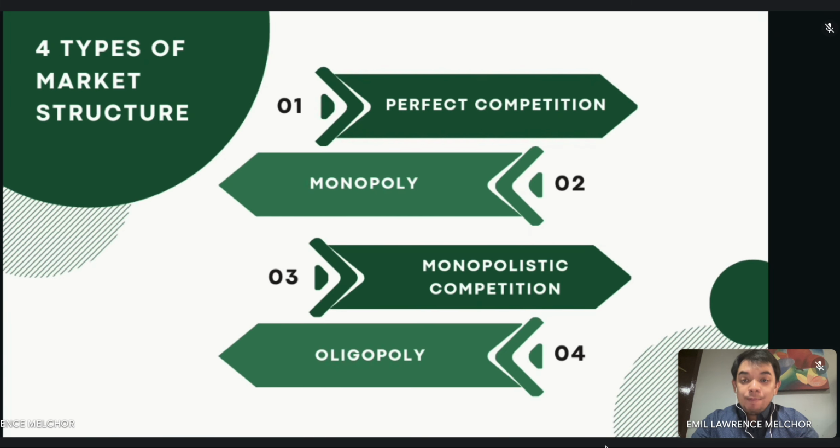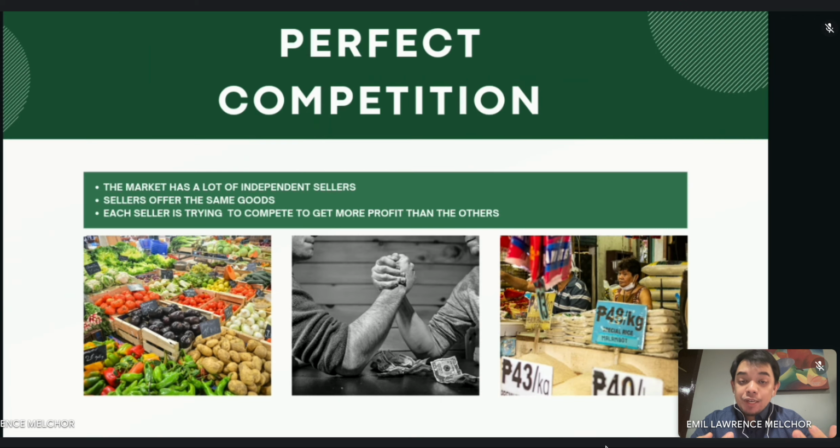There are four types of market structure to remember. First, perfect competition. Second, monopoly. Third, monopolistic competition. And last, oligopoly. Now, for perfect competition, the market has a lot of independent sellers. Sellers offer the same goods.